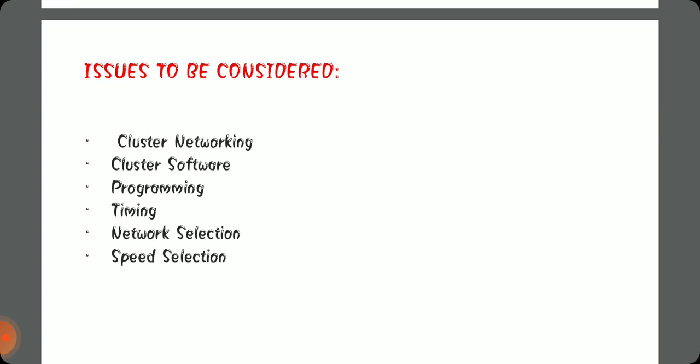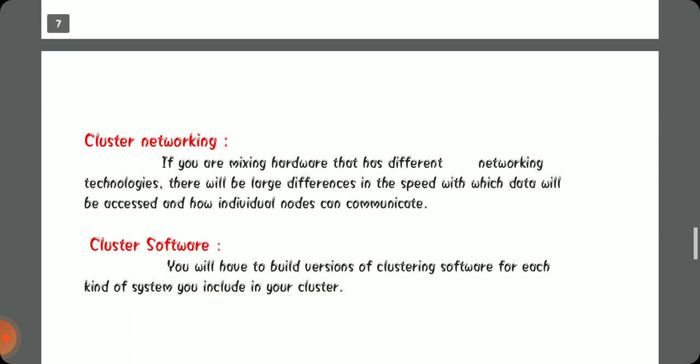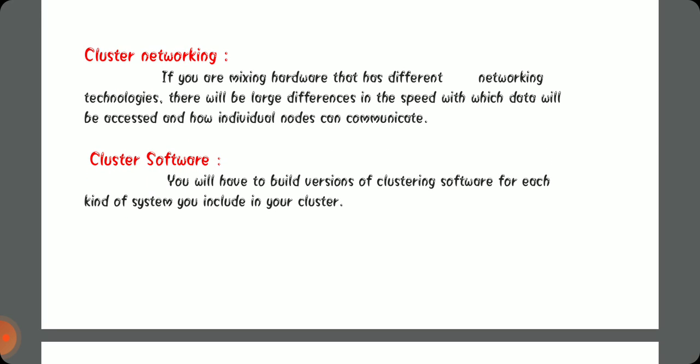Issues to be considered are cluster networking, cluster software, programming, timing, network selection, and speed selection. Cluster networking. In cluster networking, if we are mixing hardware that has different networking technologies, there will be large differences in speed, that is, in how data will be accessed and how individual nodes can communicate. Cluster software. You will have to build versions of clustering software for each kind of system you include in your cluster.